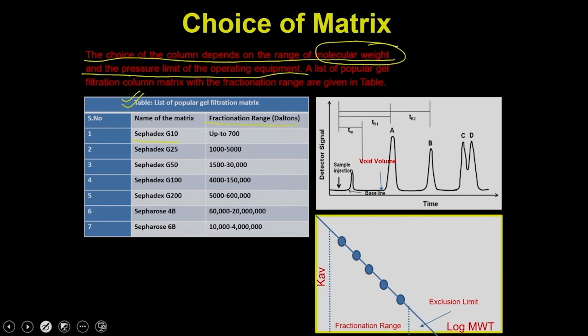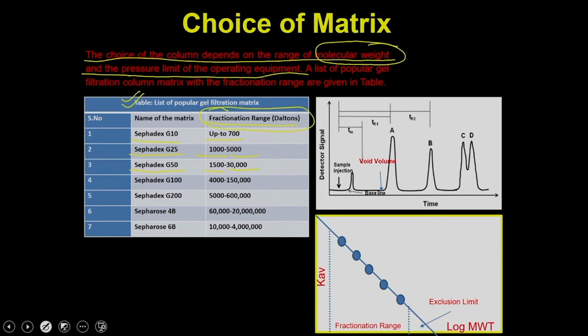The fractionation range for this is up to 700 Dalton, whereas the Sephadex G25 goes from 1000 to 5000 Daltons. Then you have Sephadex G50, which goes from 1500 to 30,000 Daltons. So, now the question comes, what do you know by the fractionation range?